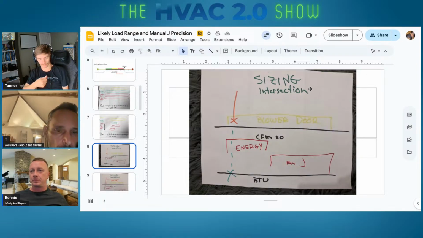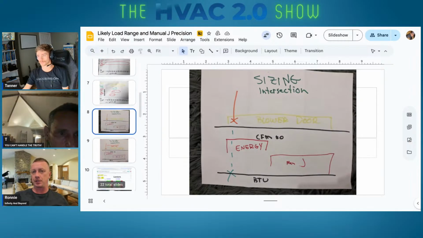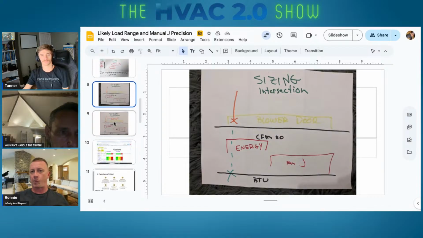So, and this is how I would size under this circumstance. I would disregard the manual J if the energy use lines up with a tight blower door. I think he'll be tight too, based on the company that's doing the work. They're a good company, so.